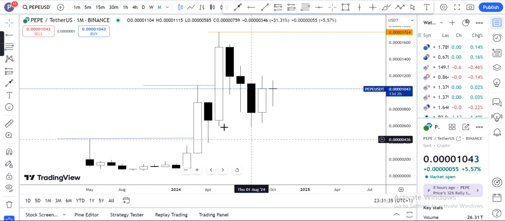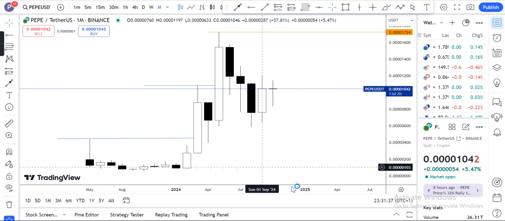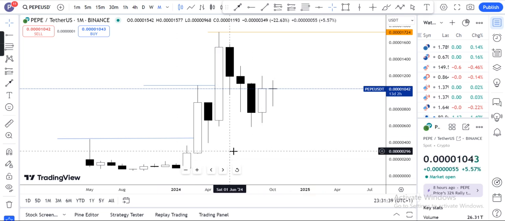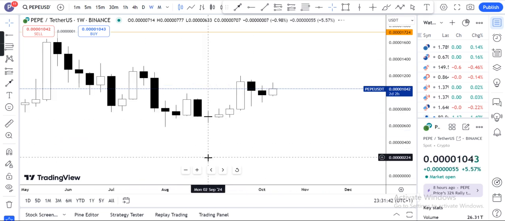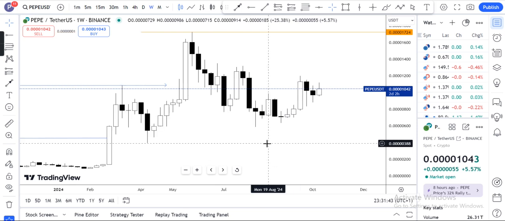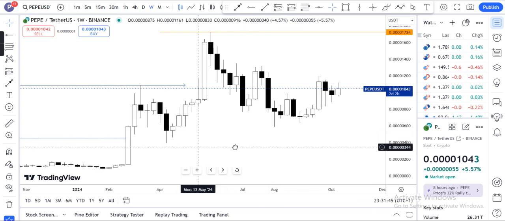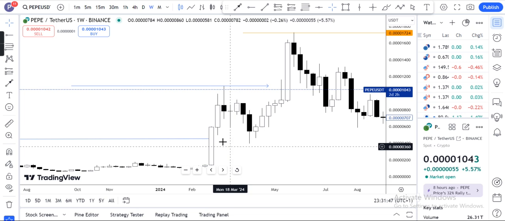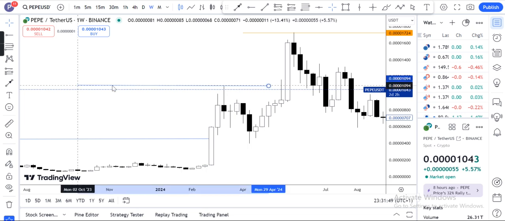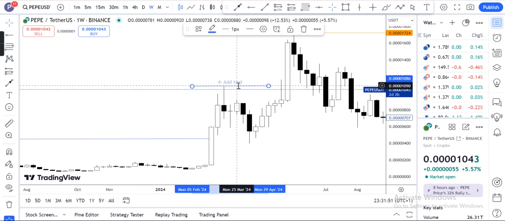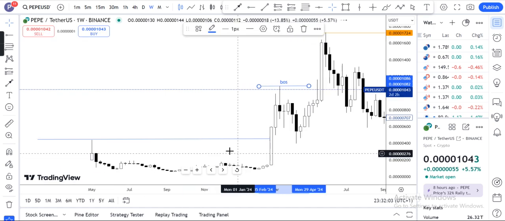So, having understood this, we can now go to the smaller time frame to understand what the market is doing. So on the smaller time frame, we can go to the weekly time frame. Now on the weekly time frame, I can simply adjust this. Now let's see if we can add text. So we have BOS here, and that's the break of structure.